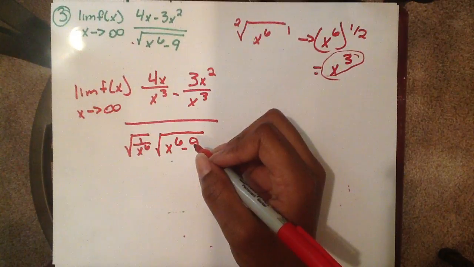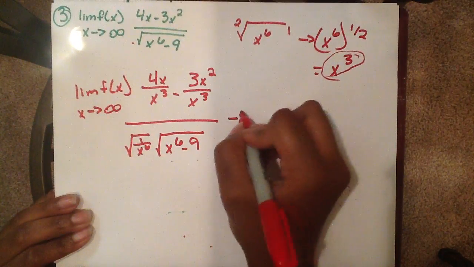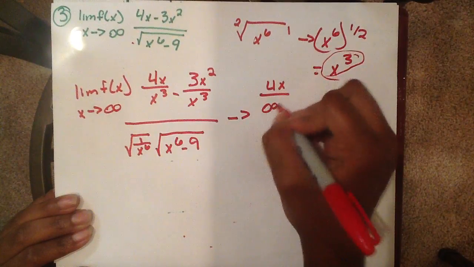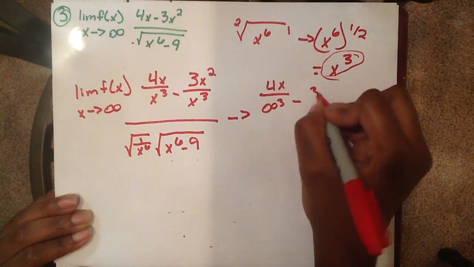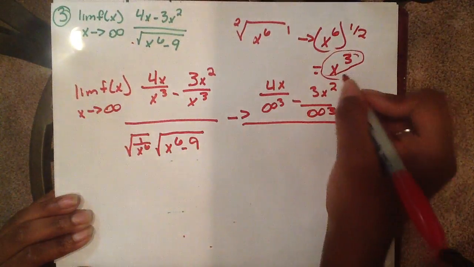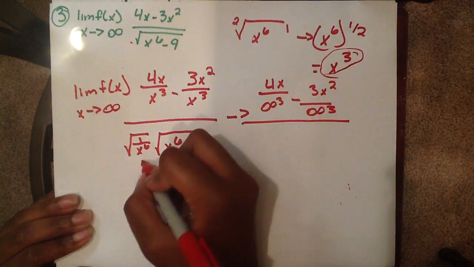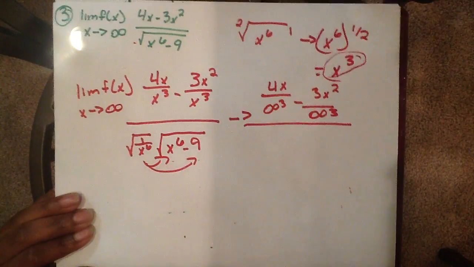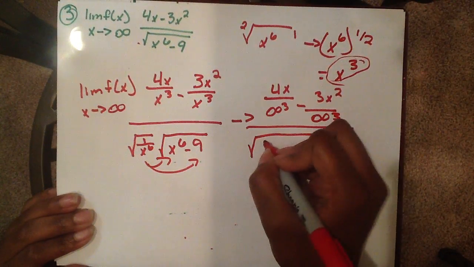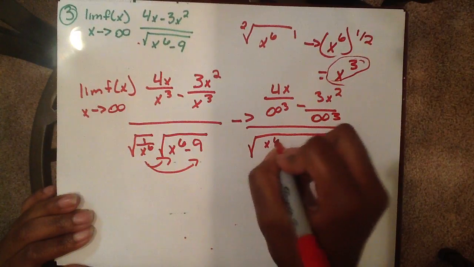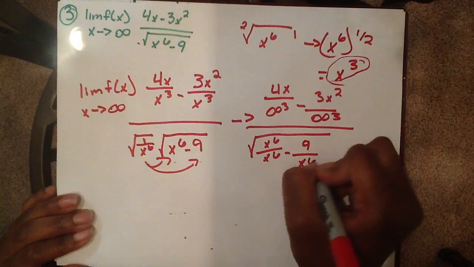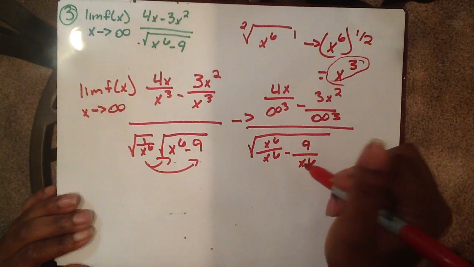So this is going to give us... I'm going to go ahead and start plugging in our infinity signs. So infinity to the 3rd power minus 3x squared over infinity to the 3rd power. We know both of those are going to equal 0. We're going to distribute this number to these two, and that's going to give us, in total, the square root of x to the 6 over x to the 6 minus 9 over x to the 6. And we know that's going to also equal 0.